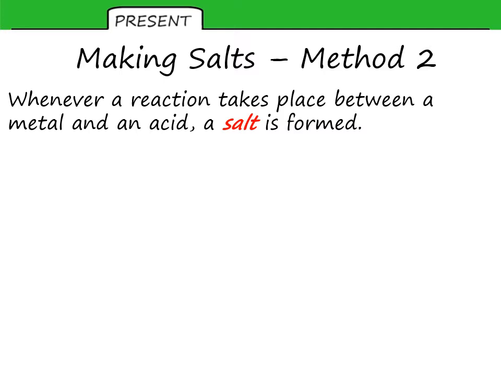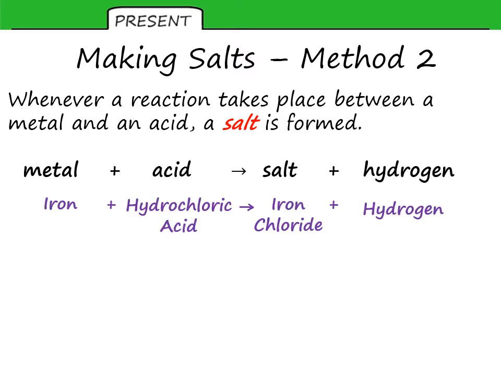So salts are ionic compounds, and there's a picture there of some salts. So if I think about acid plus base produces salt plus water, if I think that's my first method for producing a salt, I'm going to show you a second method. When a reaction takes place between a metal and an acid, a salt is formed. And there is another general equation which you also need to learn. Metal plus acid produces salt plus hydrogen. An example could be iron plus hydrochloric acid produces iron chloride plus hydrogen.